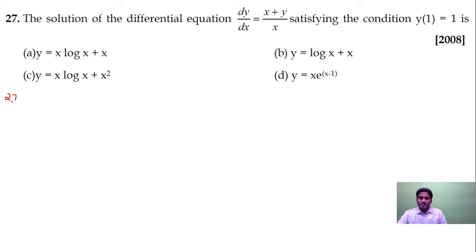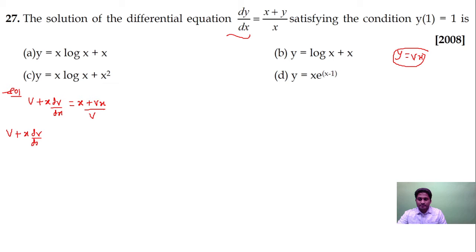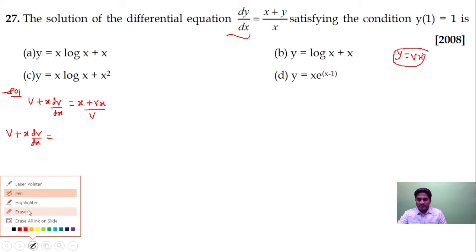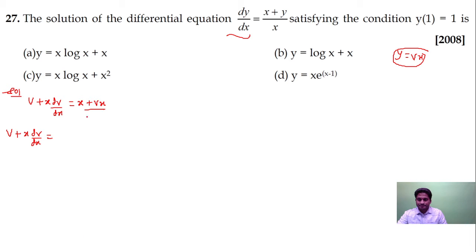Either you use homogeneous or you use linear differential equation, you will get the same answer. Degree of numerator and denominator is the same, so you put y equal to vx, or you bring it to linear differential equation form as well. So this becomes v plus x into dv by dx is equal to x plus y, where y is vx, divided by x. Take x common and cancel. You get 1 plus v. Cancel v as well.